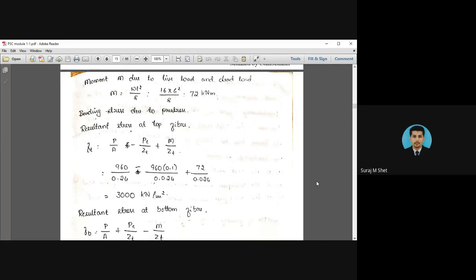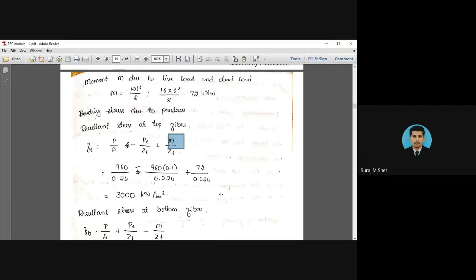What is the value? Resultant stress at the top fiber is equal to 960 divided by 0.24 minus 960 into 0.1 divided by 0.024 plus 72 divided by 0.024. This is the moment, the total moment. Whatever you calculated, this is 72. You have to substitute. Okay.